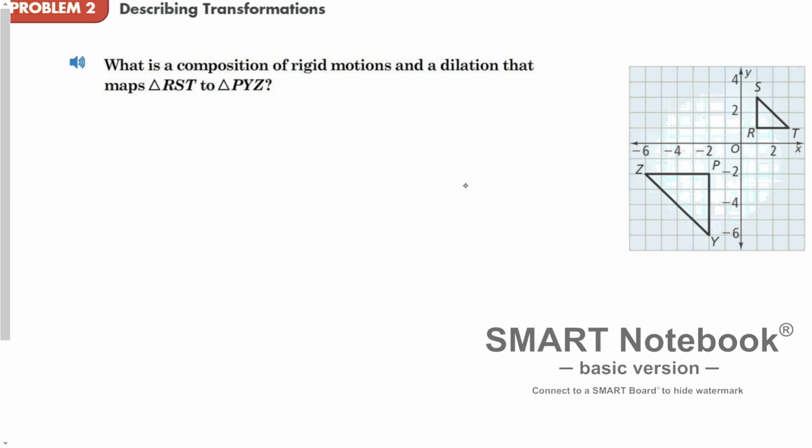For problem 2, we're looking at describing the transformation, so we're going back. We're trying to figure out how we go from picking one image, doesn't matter, you can start with a small one or a big one, whatever. How do I go from this image to this one over here? How do I transform it? So I'm describing how it's moving.